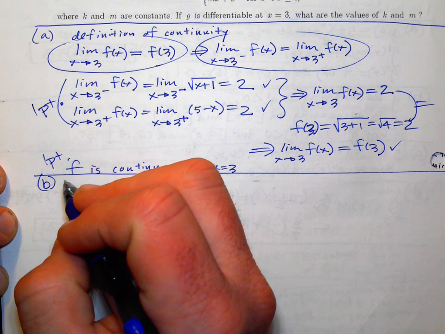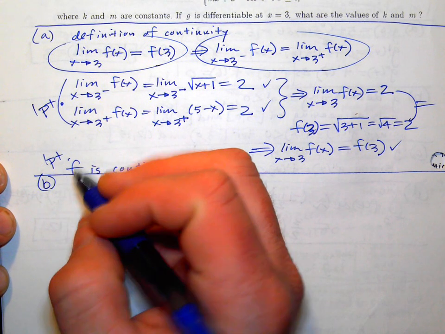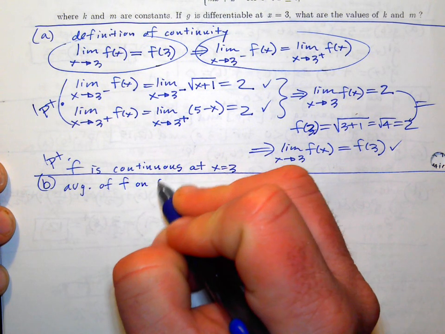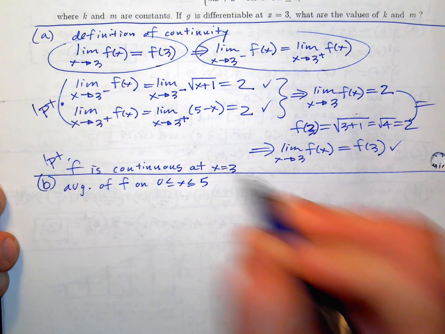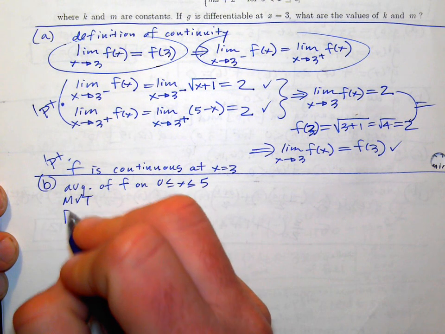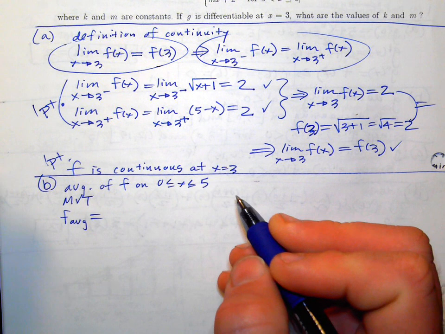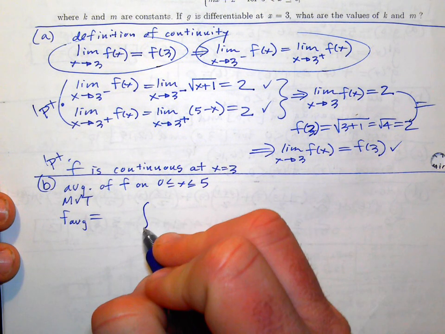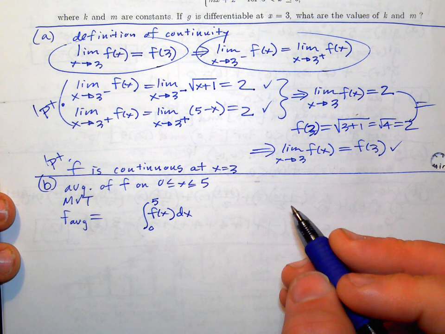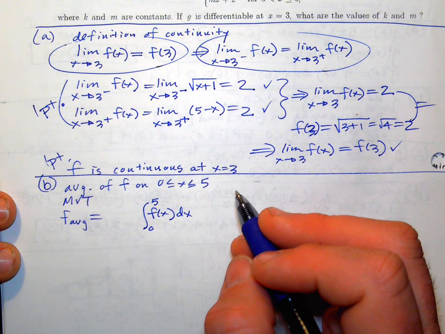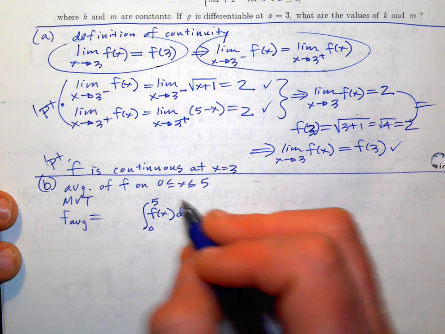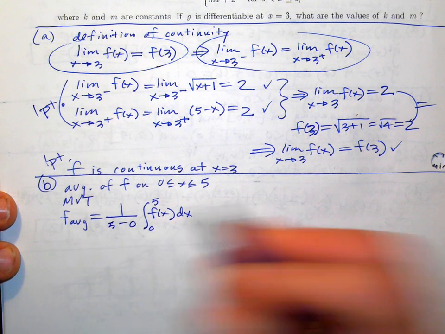B says find the average value of f. Oh, average of f on 0 to 5. Okay, well, this is mean value theorem. So that means f average equals, now it's not a derivative, so we shouldn't use a derivative one, but we want to integrate the area under the curve between the endpoints, smooth it out, flatten it out. That flattened out height is the average height. We're going to use the area under the curve. It's going to be the area under the smooth curve, which is a rectangle, divide by the base of the rectangle to get the height of the rectangle. This is mean value theorem.